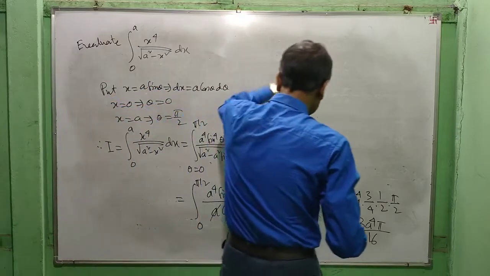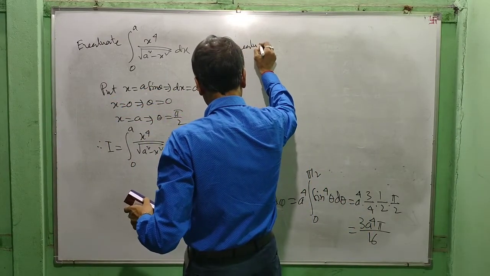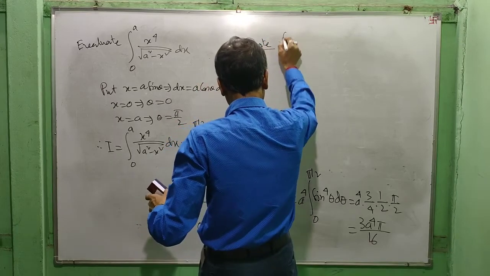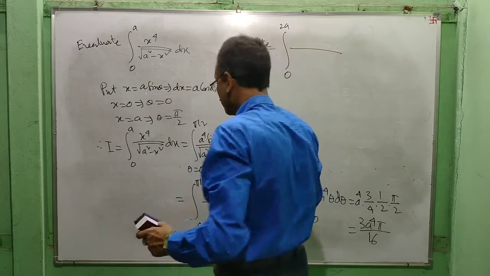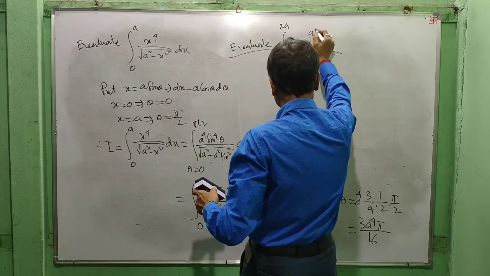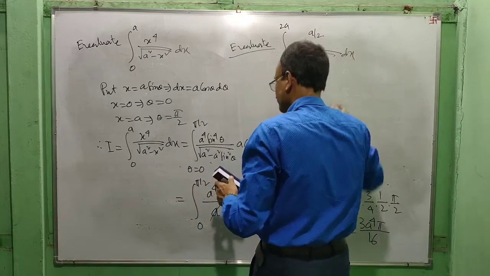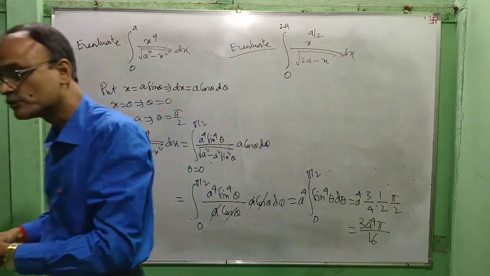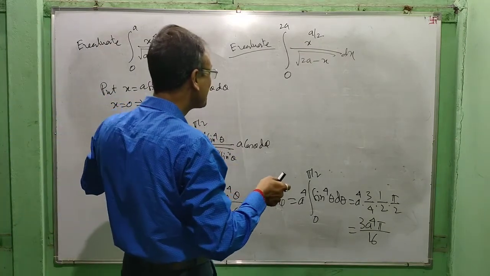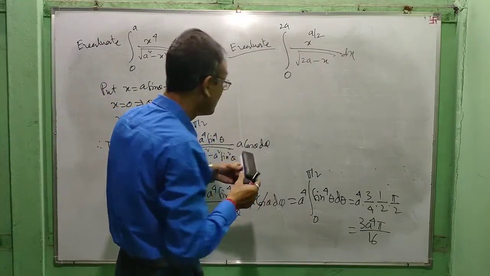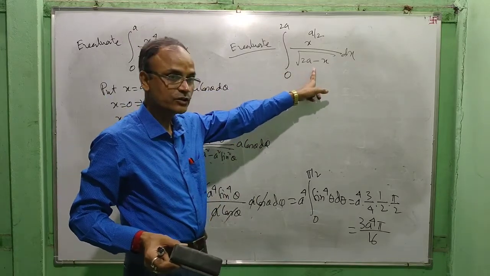Let us take another example. Evaluate the integration from 0 to twice a of x to the power 9 by 2 divided by root over twice a minus x dx. Let I equal to this. We have to integrate this one.